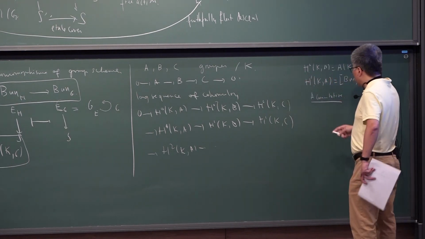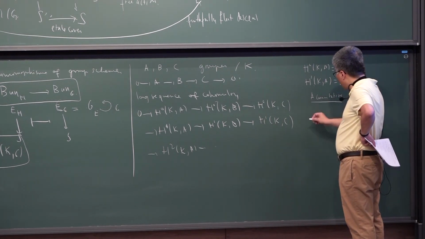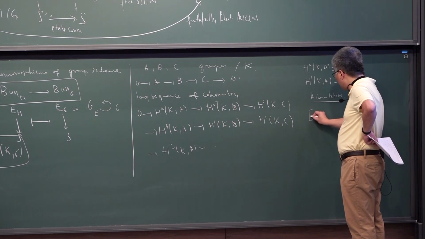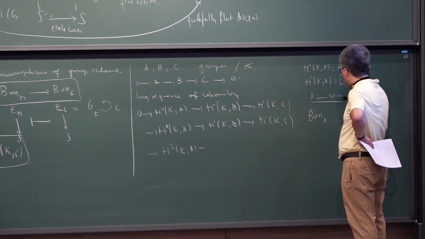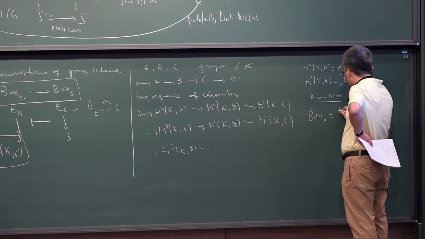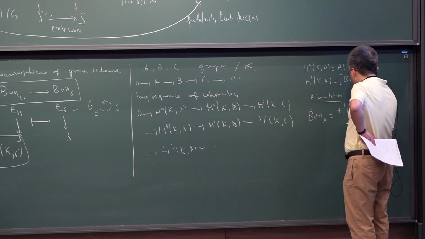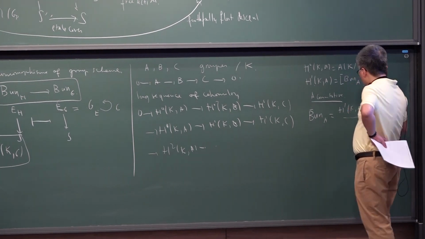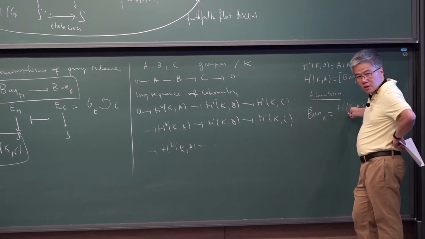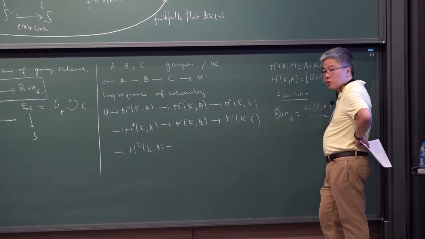So just write the formula: the groupoid of A-bundles is nothing but H1 of K, A, divided by H0. So we have this group or this set of cohomology divided by this H0 actually.